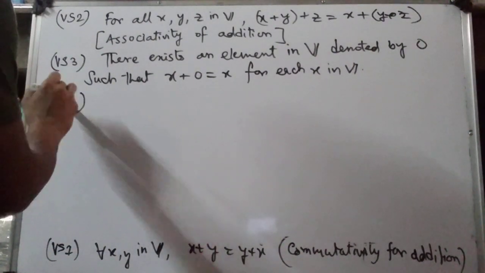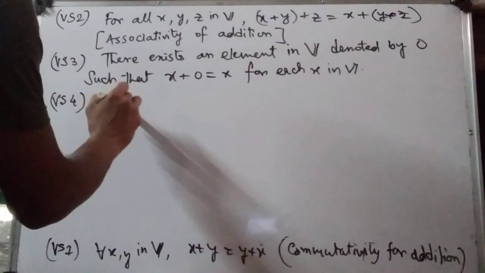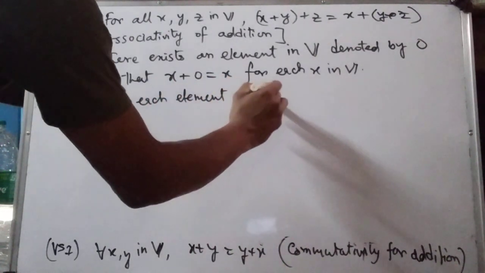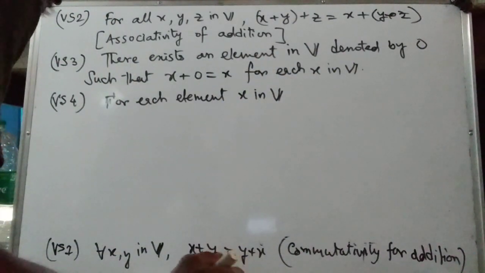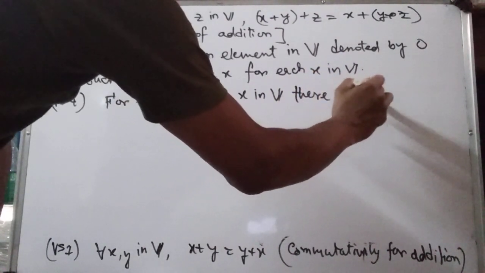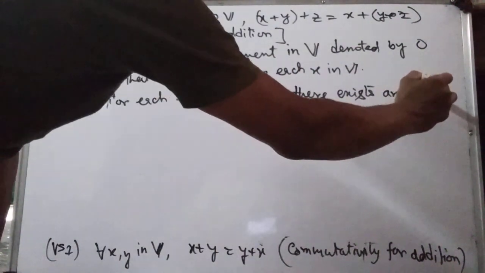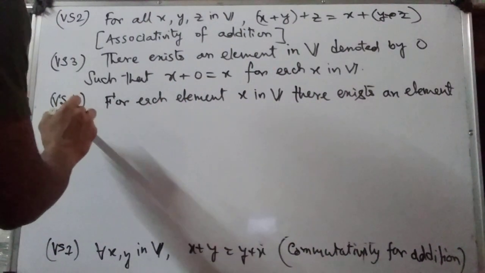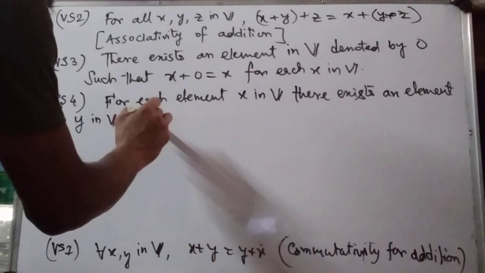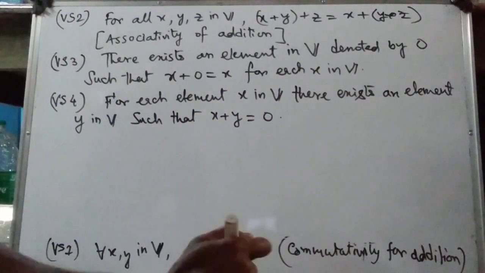VS 4: for each element x in V, there exists an element y in V such that x plus y equals 0.